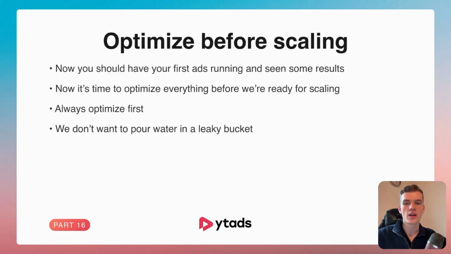We always optimize first. We don't want to pour water in a leaky bucket. If our bucket has holes, pouring more water into it won't help, because the water will just still flow out of the holes. So we first have to fix the leaky bucket and optimize it, and then we are ready for scaling and pouring more water on the top.